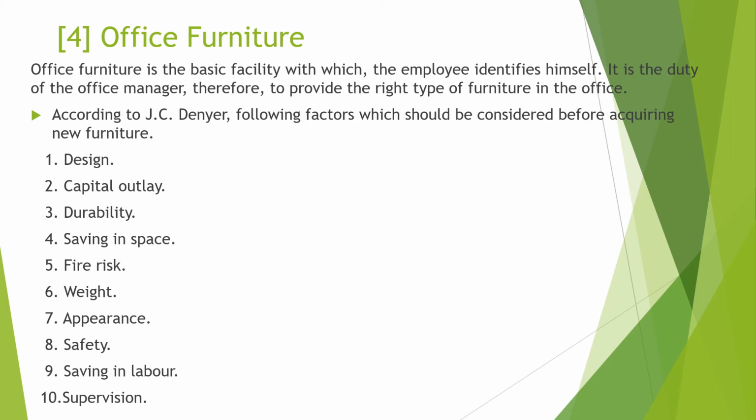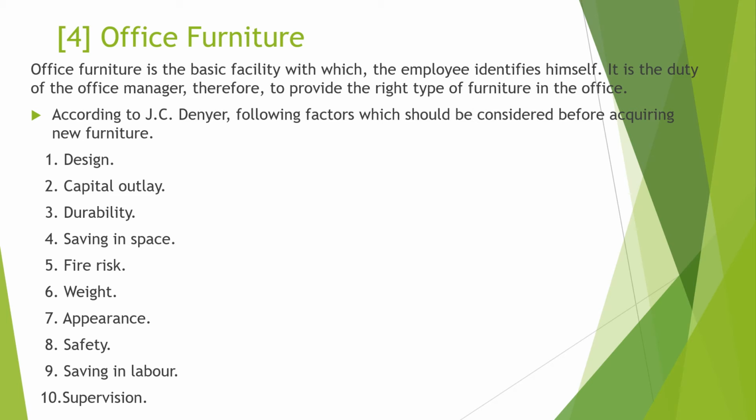First point is design. It is related to the size of top, height of drawers, etc. Second is capital outlay. A factor when buying equipment is the cost. Next is durability. Metal furniture will probably last longer than ordinary wooden furniture.